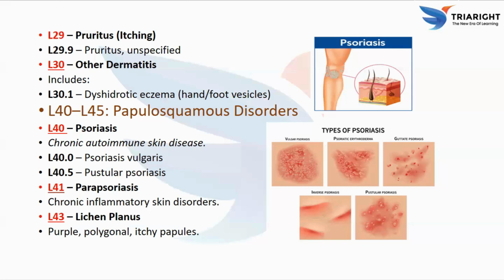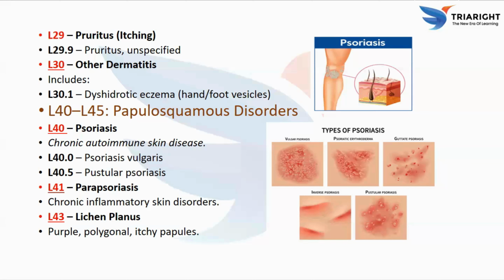So next, coming to the L41 code, it is parapsoriasis. So what is it? It is a chronic inflammatory skin disorder. Lesions may resemble psoriasis, but they are thinner and less scaly. These are usually long-standing and difficult to diagnose early. What is important here? It is important to differentiate from psoriasis and also from lymphomas. So whenever parapsoriasis is diagnosed within the patient record, you have to assign the code L41.